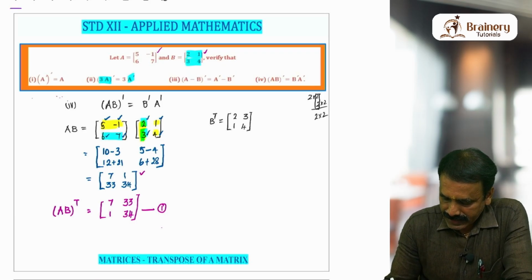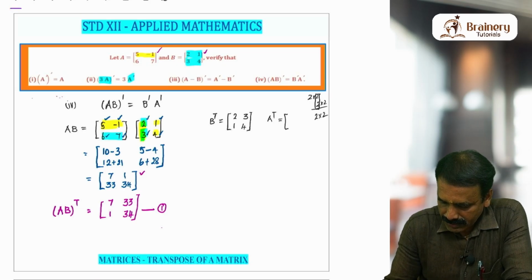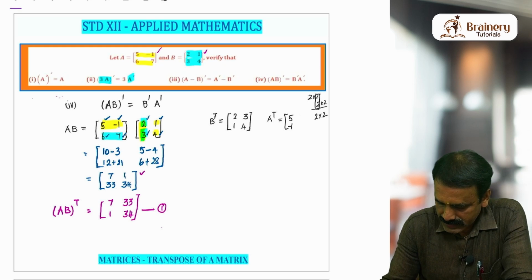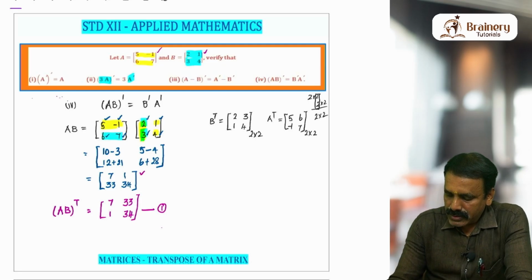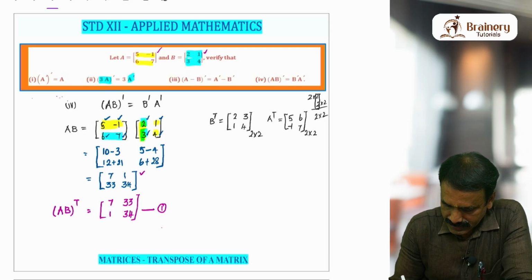Next we are going to find A transpose. How to find A transpose? 5, minus 1 are the row elements, which will be rewritten as a column. So it is going to be 5, minus 1. Second row 6, 7 will be rewritten as the second column. So 6, 7. So this is also of order 2 by 2, this is also of order 2 by 2. So we can multiply both of them. So we start multiplying B transpose with A transpose.